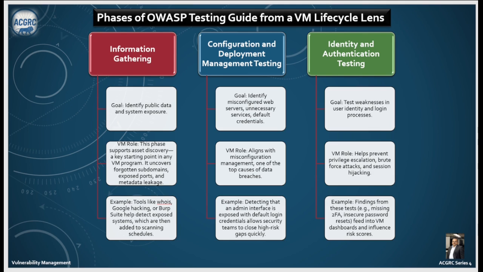Hence, from a vulnerability management perspective, authentication flaws are high risk vulnerabilities and must be identified, prioritized, and fixed fast. This phase supports the identify, protect, and respond function in the NIST CSF. Strong authentication reduces the chance of successful exploit even if other flaws exist.